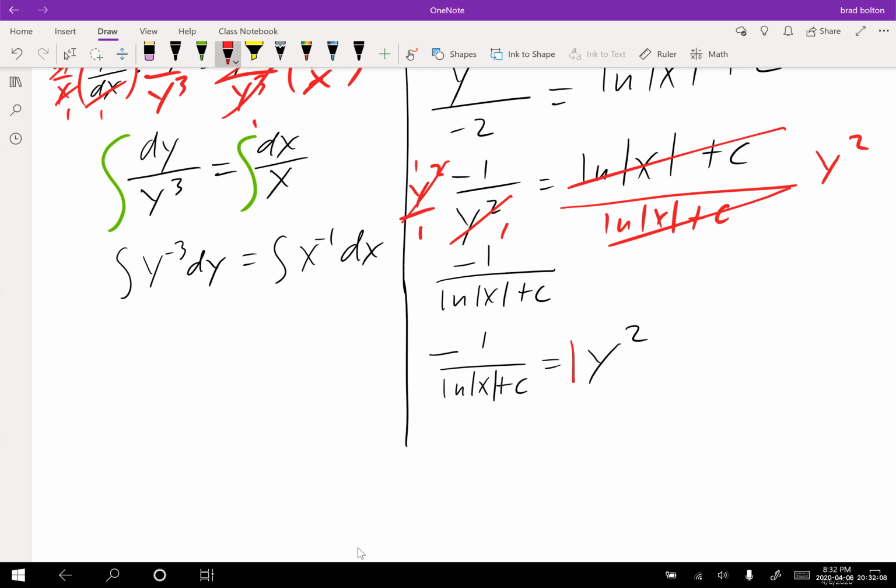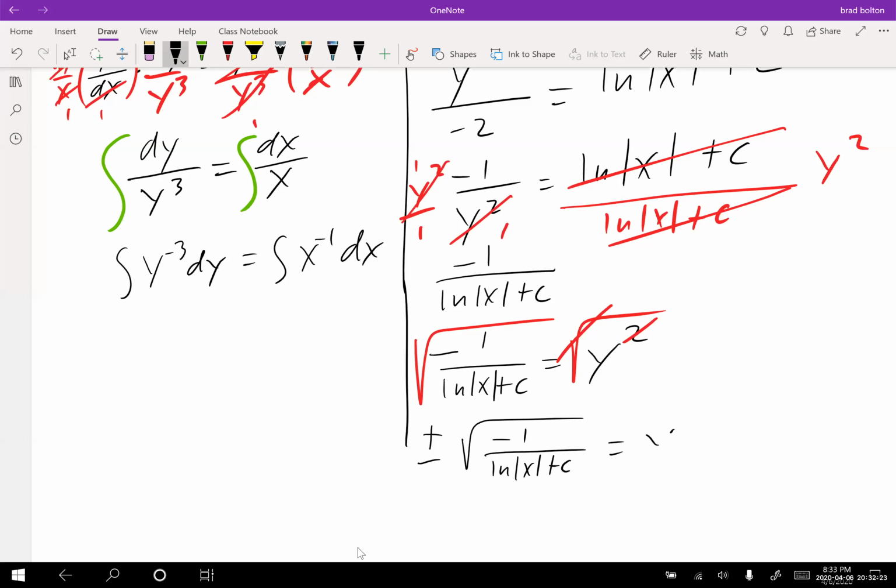Then you guys know that we have to cancel that with that. Inverse operations. So now we're left with plus or minus the square root of -1 over ln of the absolute value of x plus c is equal to y. We have our solution to our differential equation. So in general, if you can solve for y, you do it.